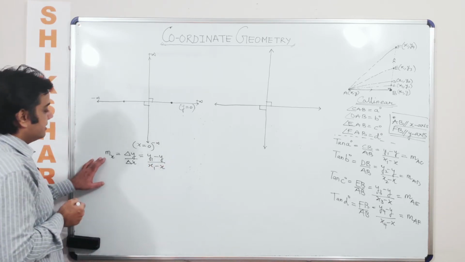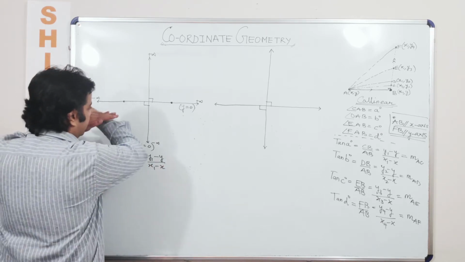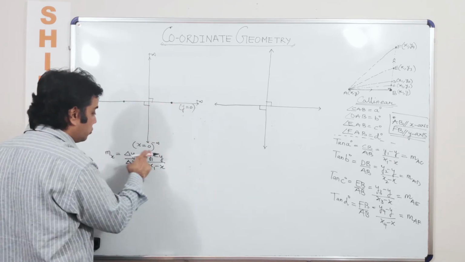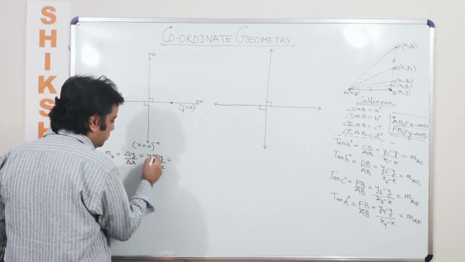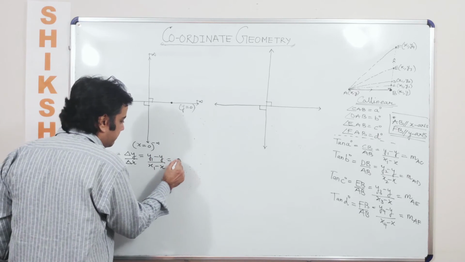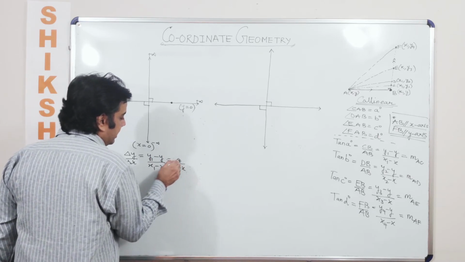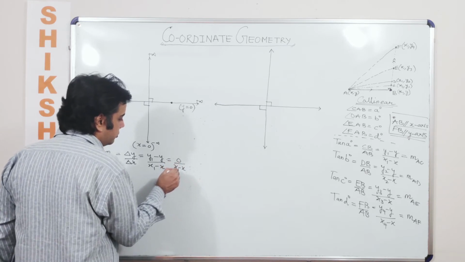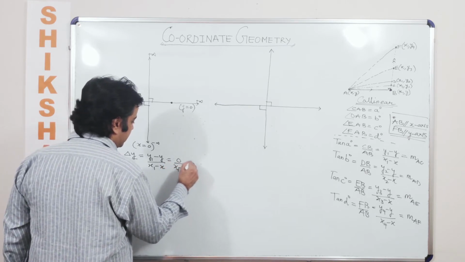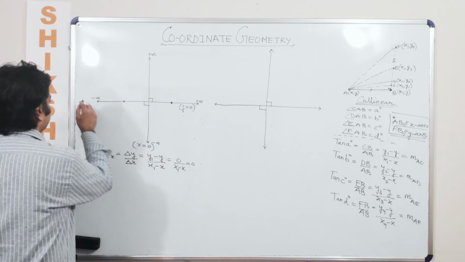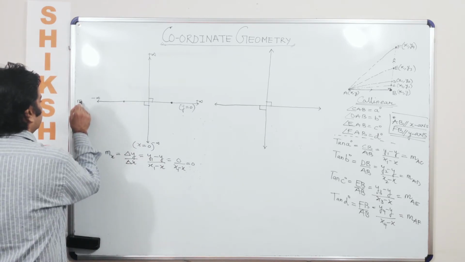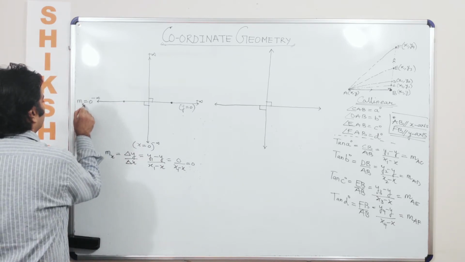Now on the x-axis we know that there is no height. No height means what? No change in the y component. But yes, there is a change in the x component. So if I divide 0 by a number which is non-zero, the answer will be 0 only. So what is the slope for x-axis? The slope for x-axis is m is equal to 0.